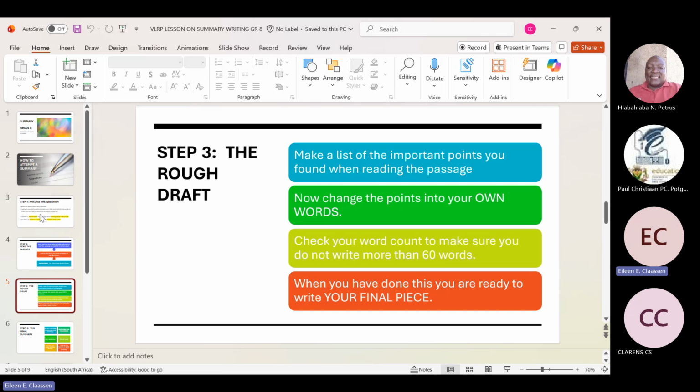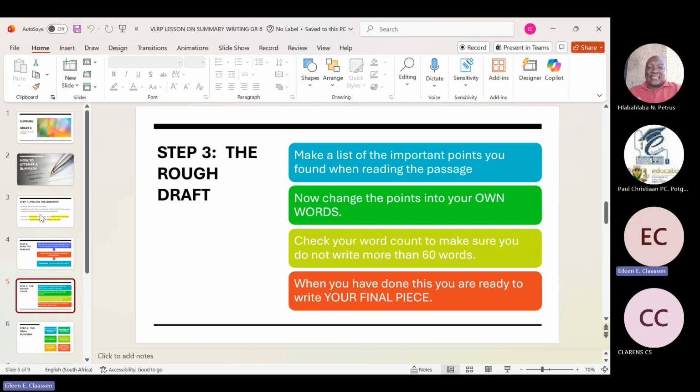Because what happens if you do? Then the person marking will count your words, come to 60 words, they will draw a red line, and they will ignore the rest. They're not going to mark that. They're only allowed to mark up to 60 words. So please make sure that you do that. Practice once or twice so you can see this is how I need to do this.